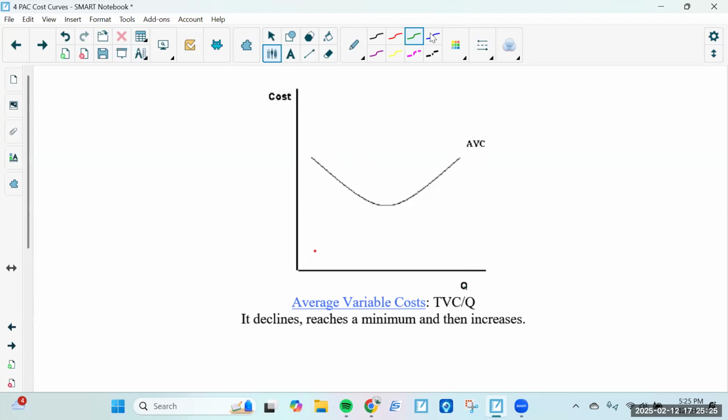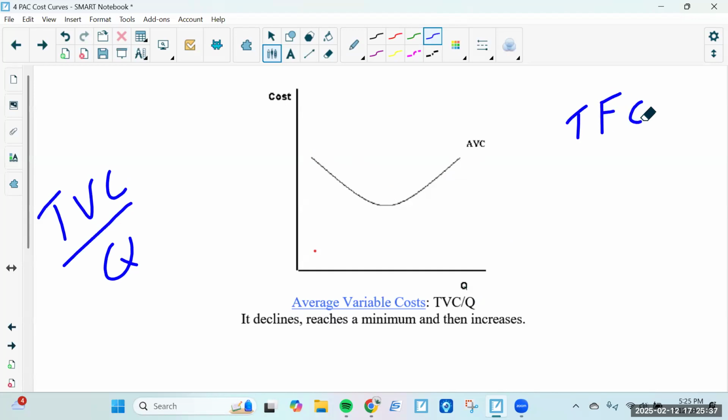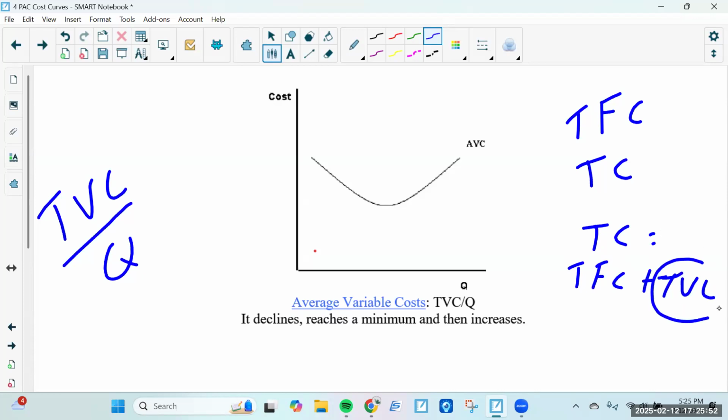To get average variable cost, you take your total variable cost and divide it by quantity. Again, they may not give you total variable cost. They may give you total fixed cost and total cost. If they give you those, you know that total cost is equal to total fixed cost plus total variable cost. Now we can solve for total variable cost. Again, they'll give you two pieces of information and you have to solve for the third.